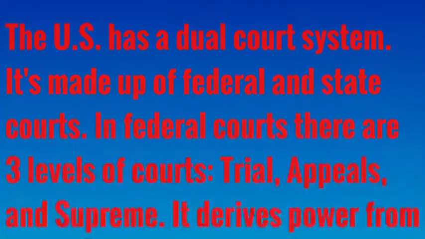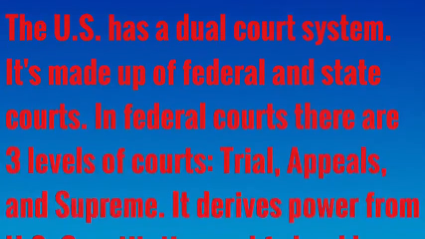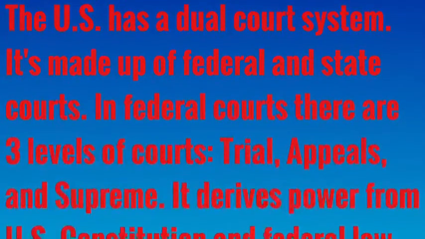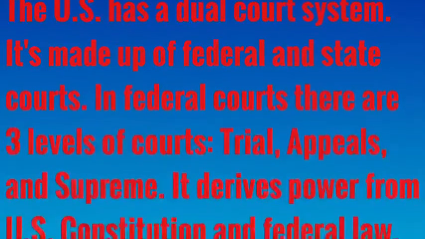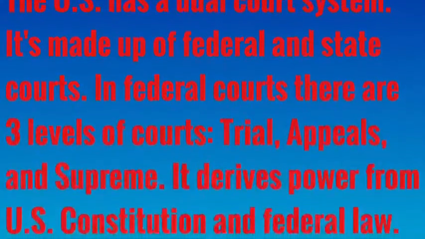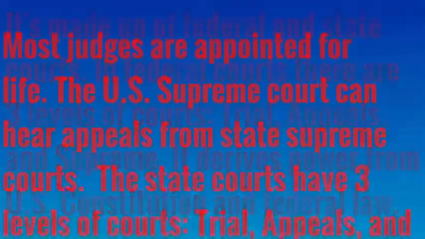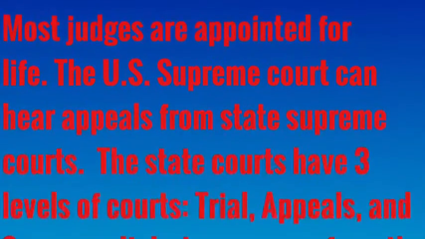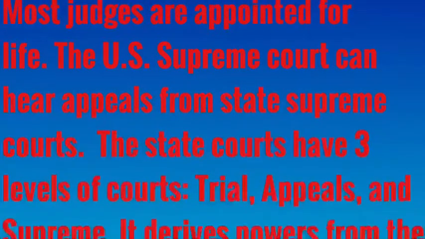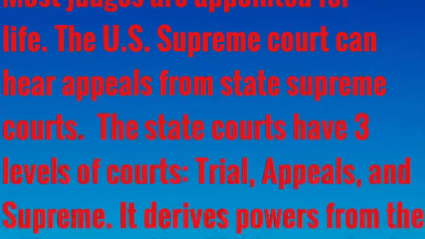The U.S. has a dual court system. It's made up of federal and state courts. In federal courts, there are 3 levels of courts: trial, appeals, and supreme. Derives powers from the U.S. Constitution and federal law. Most judges are appointed for life. The U.S. Supreme Court can hear appeals from state Supreme Courts.